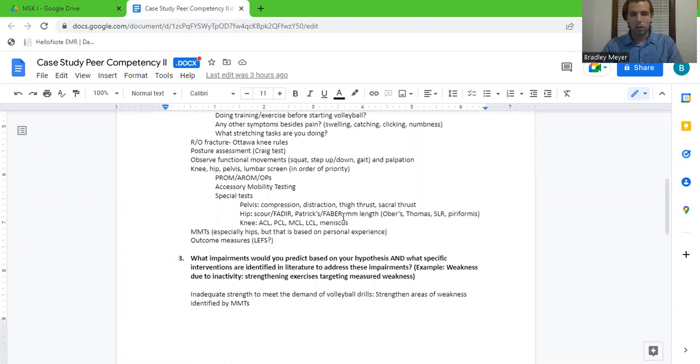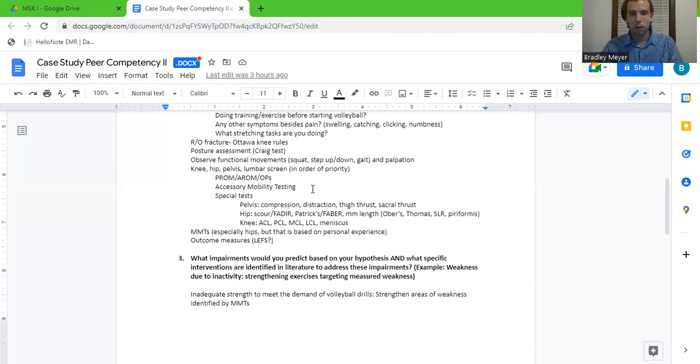After that, I'd want to screen different regions of the body, and I'm not sure how long this would take for an experienced clinician to perform. But if time was a factor, this is the order I would do it in, just in case I wasn't able to get to all these different regions. So I would do the knee first, the hip, the pelvis, and then the lumbar lastly. With each of these screens, I would do passive and active range of motion with overpressures of the osteokinematic movement. And then I would also do accessory mobility testing of the arthrokinematic movement in each of those joints.